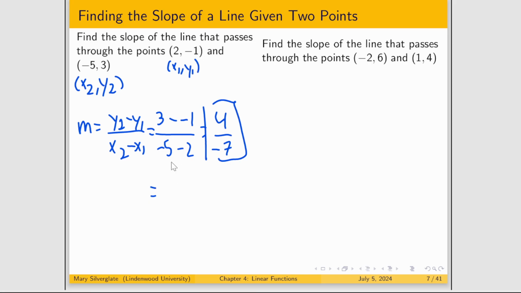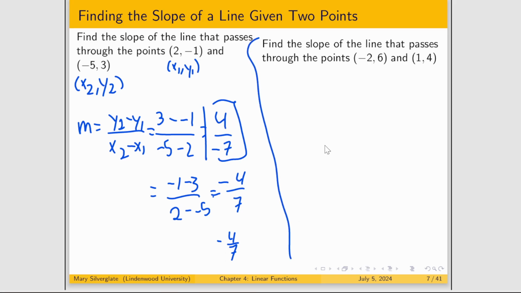So let's say instead you did negative 1 minus 3 over 2 minus negative 5. Negative 1 minus 3 gives us negative 4. 2 minus negative 5 gives us positive 7. That's the same answer. We're allowed to put the negative either with the denominator, with the numerator, or you sometimes see it kind of chilling out front. All three of those are equivalent fractions.